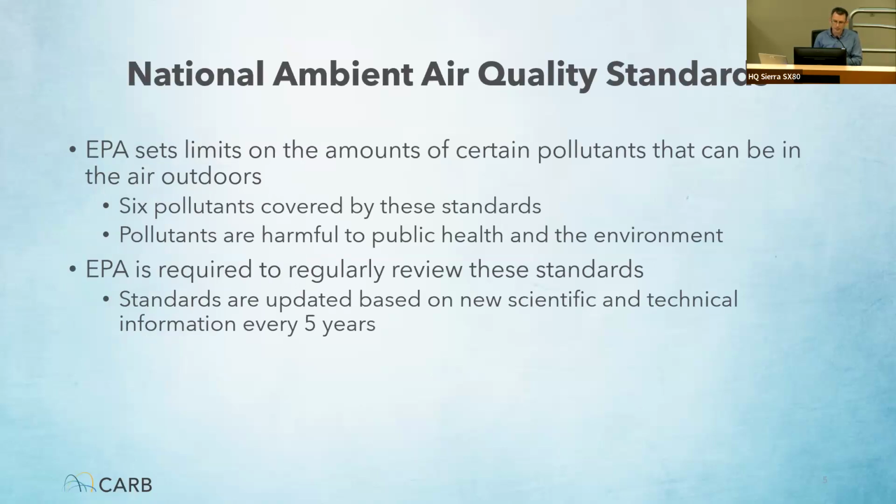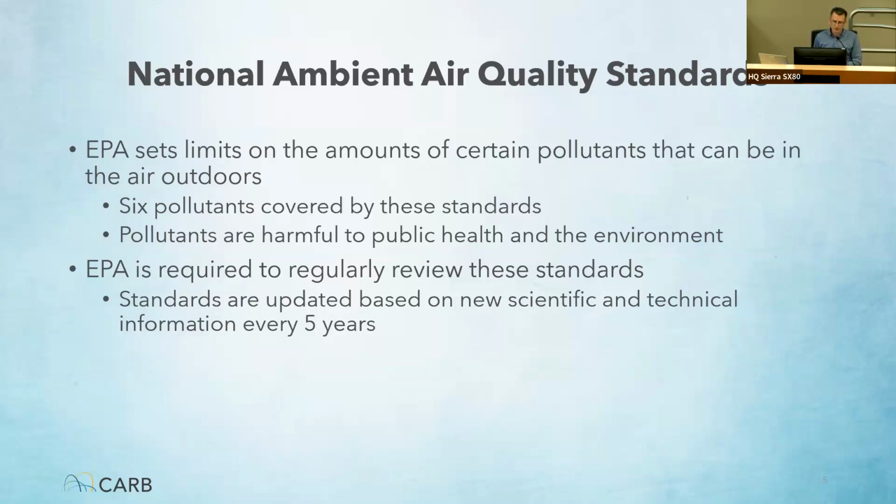So the National Ambient Air Quality Standards, sometimes we call this the NAAQS in short. I'll try to avoid the acronyms as much as possible. There's a lot in this line of work. So the US EPA sets the limits on certain pollutants emitted into the outdoors. There are 6 pollutants specifically covered by the National Ambient Air Quality Standards. And these pollutants are harmful to public health and the environment. That's why they've been identified and they have limits set under this standard.